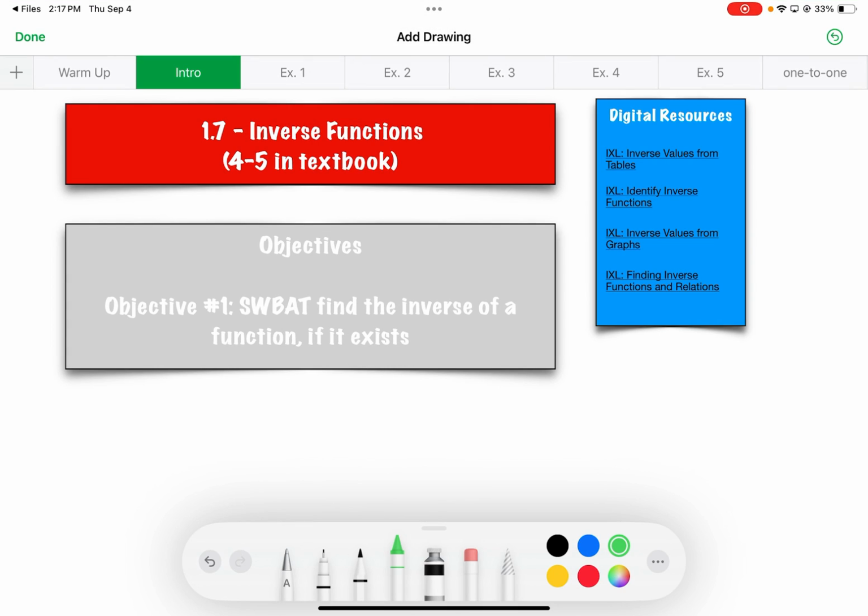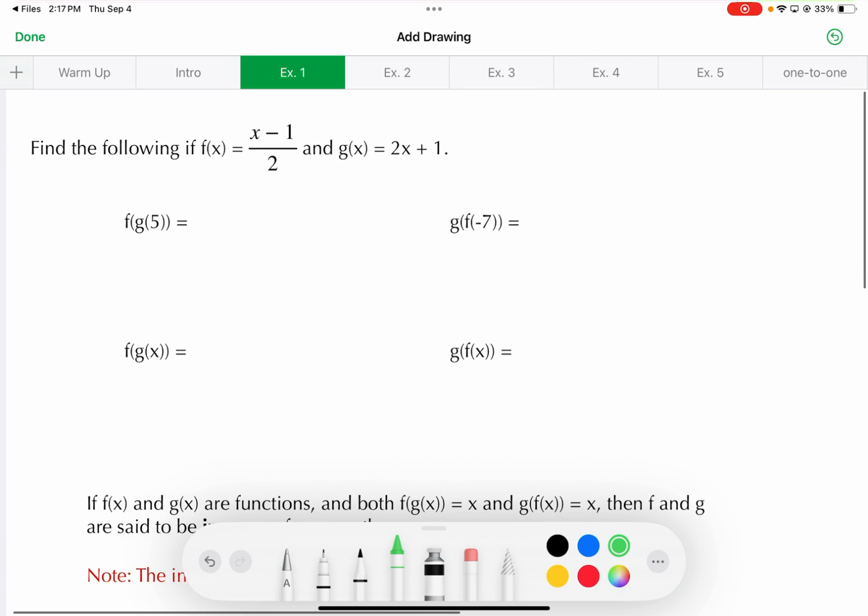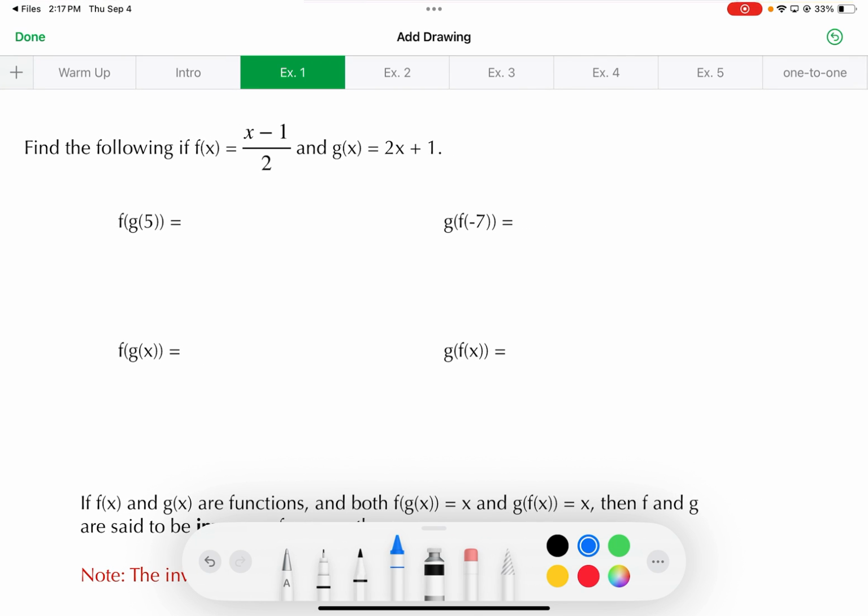All right, so here in 1.7, we're going to be looking at how to find the inverse of a function if it exists. That's a question mark there. Not all functions have inverses. We'll find out, okay? So if we go to example 1, I have two linear functions, and we start off being asked to find some compositions.